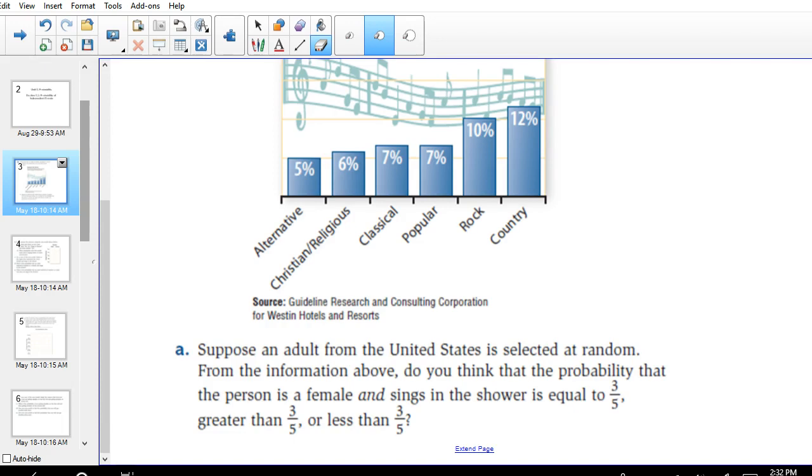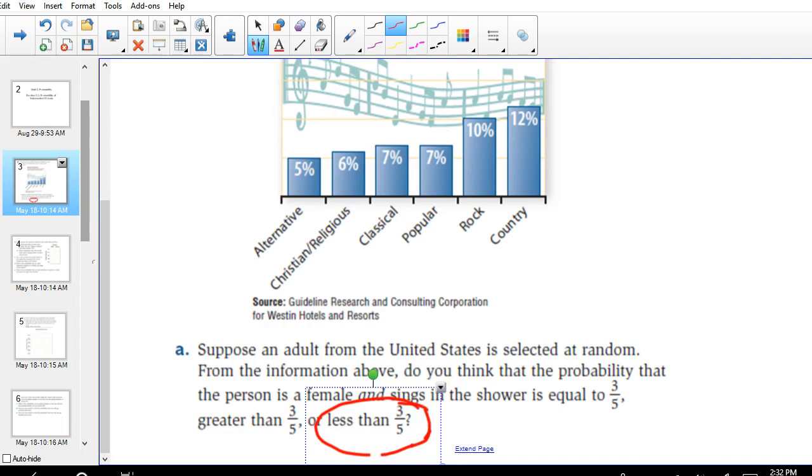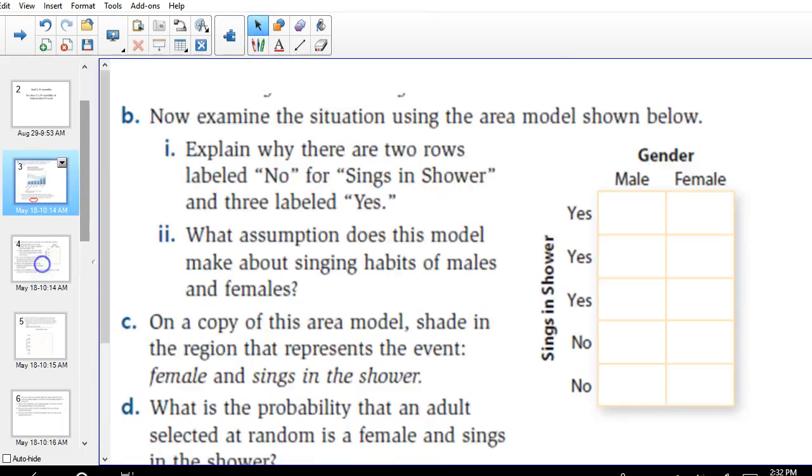In this case, we know 3/5 of all people sing in the shower, but this person also has to be female, and only about half of those people who sing in the shower are female. So we should choose less than 3/5 here. Let's look at how we can find that probability.